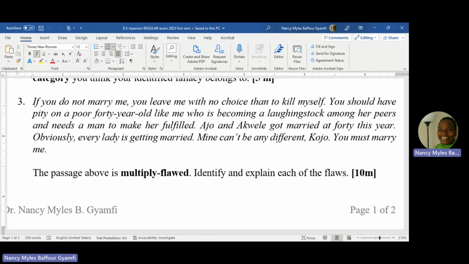But this was one of the questions that was well answered by many of you. If you picked any 2, identified it and explained it, not that you say the first statement, if you do not marry me, you leave me with no choice, then you say it is appealing to the masses. That's not true. It is appealing to threat. So you have to connect it well.